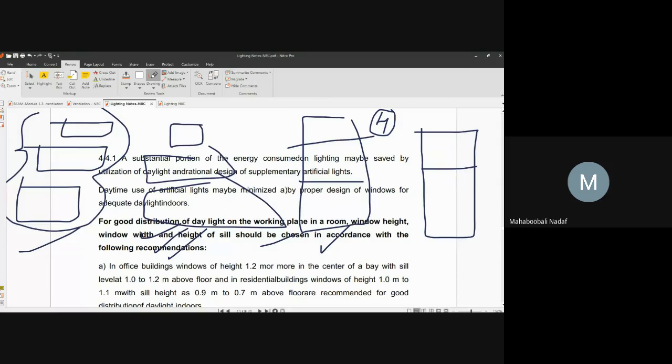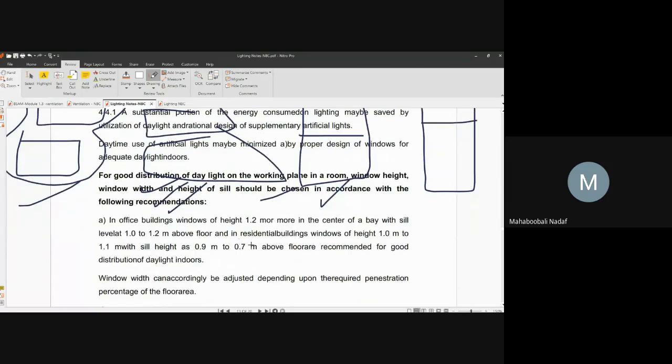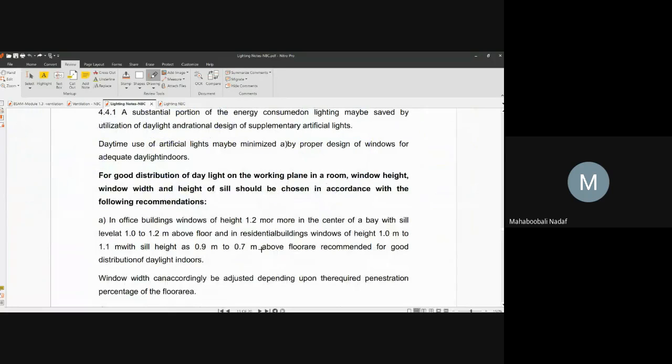We can go to the next sentence, no problem. Okay, these are some of the conditions you have to write down. Whenever they ask about principles of lighting, how you can save the energy of that building. See, the first point is about the windows. For good distribution of daylight on a working plane in a room, window height, window width, and height of the sill should be selected in such a way that greater penetration of light and proper distribution of light is there.